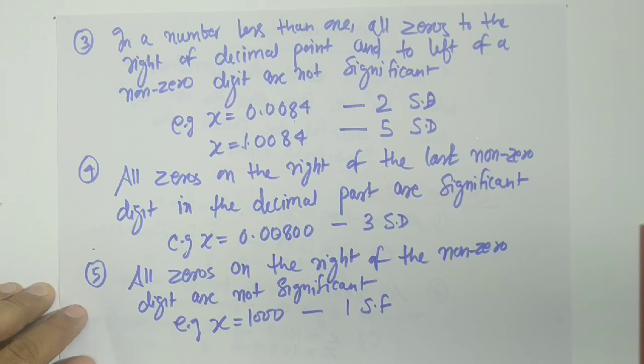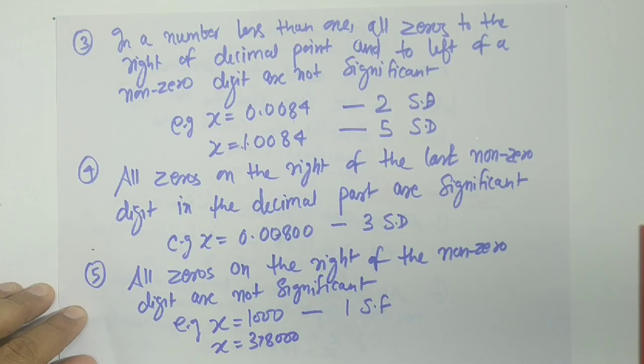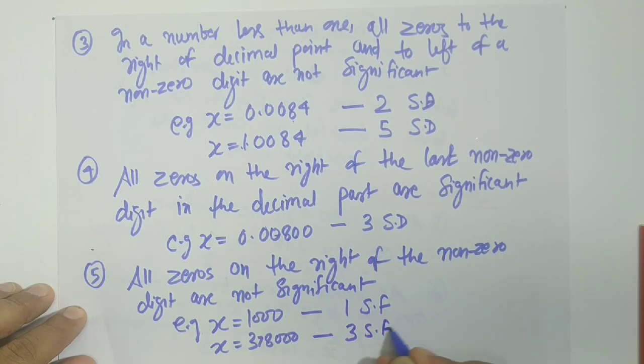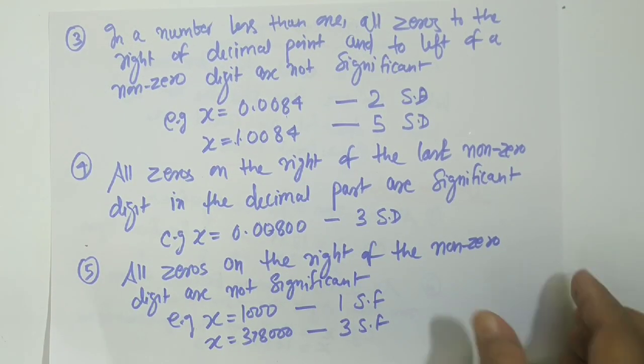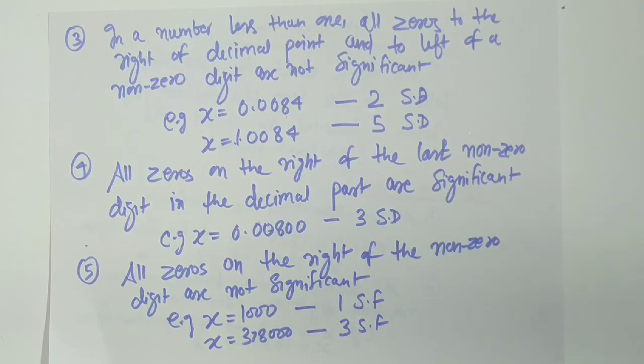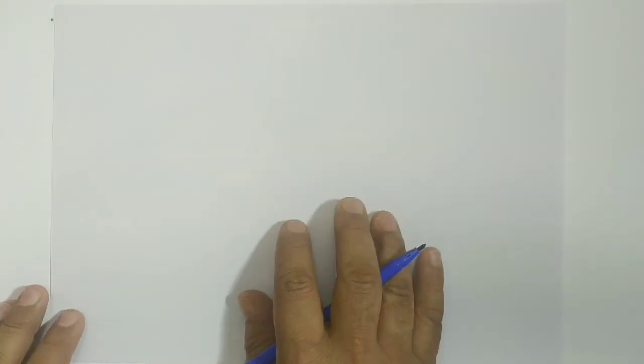In the same way, if I say x is equal to 378,000, how many? Then it has 3: 1, 2, 3. So 3 significant figures in this case. And then I can talk about rule number 6 also.